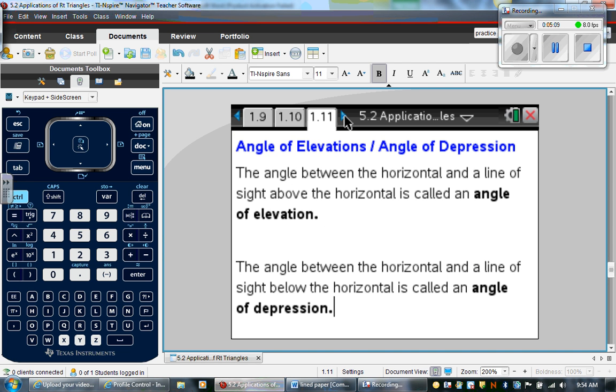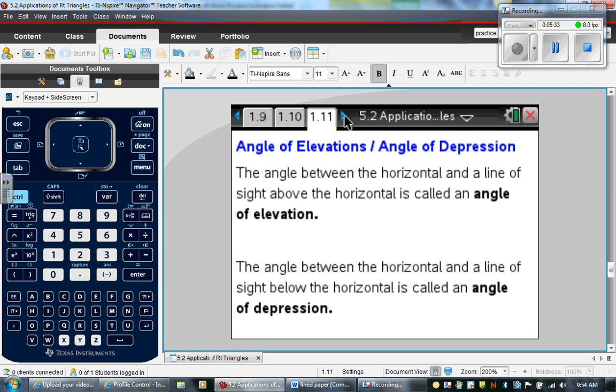Okay, so the next thing we need to talk about is angle of elevation and angle of depression. The angle between the horizontal and a line of sight, line of sight meaning looking straight ahead, the line of sight above the horizontal is called an angle of elevation. So if you were to look up, it's the angle created with the ground and where you're looking.